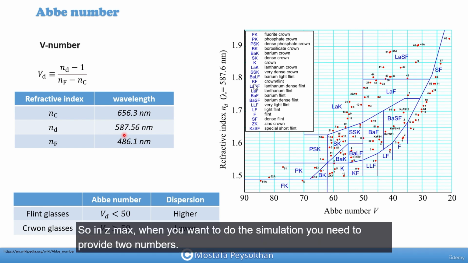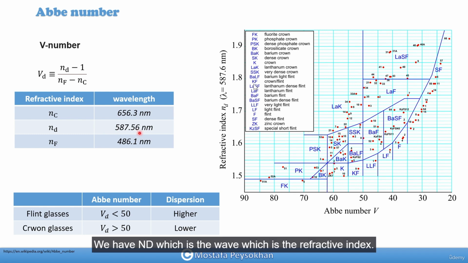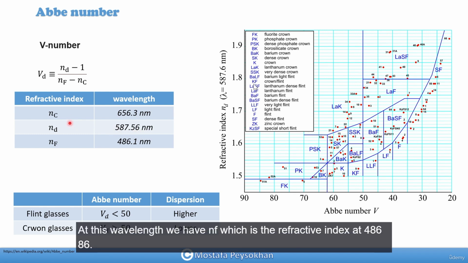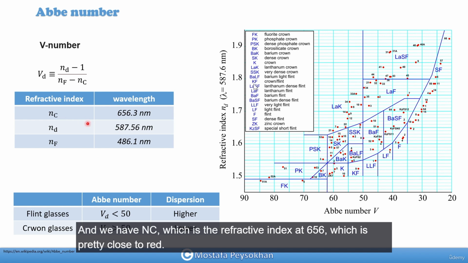So we cannot just give one number for the refractive index. In Zemax, when you want to do the simulation, you need to provide two numbers. One of them is the refractive index, the other one is the Abbe number, sometimes called the V number. And this is the definition of the V number. Nd minus 1, where Nd is the refractive index at this wavelength. We have Nf, which is the refractive index at 486, blue, and we have Nc, which is the refractive index at 656, which is pretty close to red.